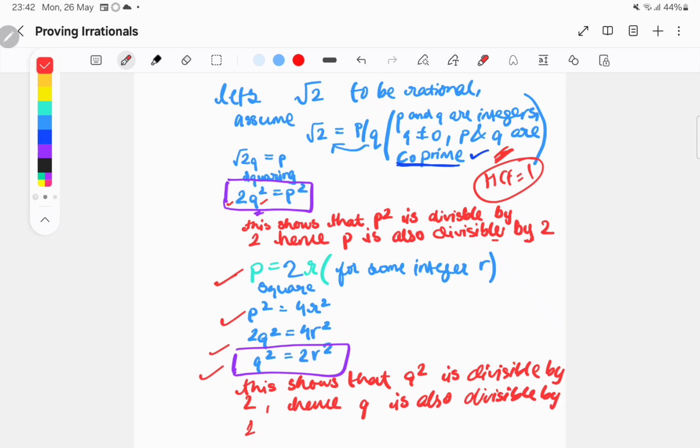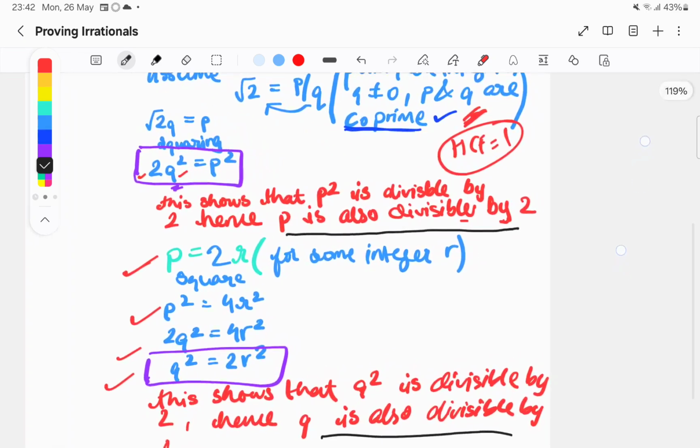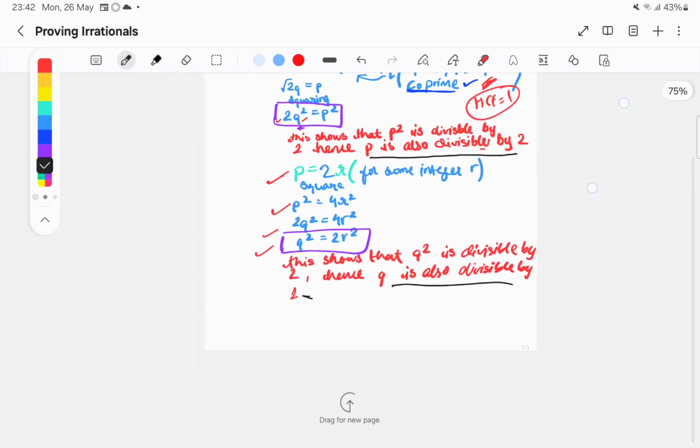But can you see something which is not corresponding to our assumption that we have taken here? Yes. We find over here that P is also divisible by 2 and Q is also divisible by 2, but we took them as co-prime. So how is that possible? Exactly, it is not possible. It is not possible for it to be like this.